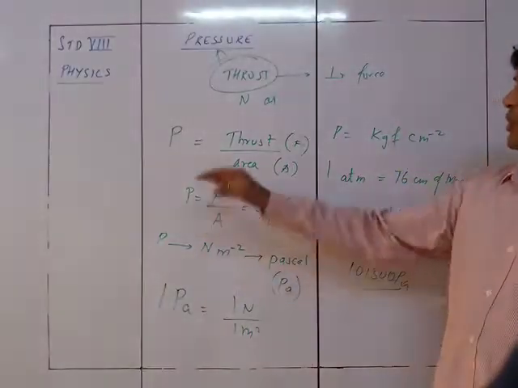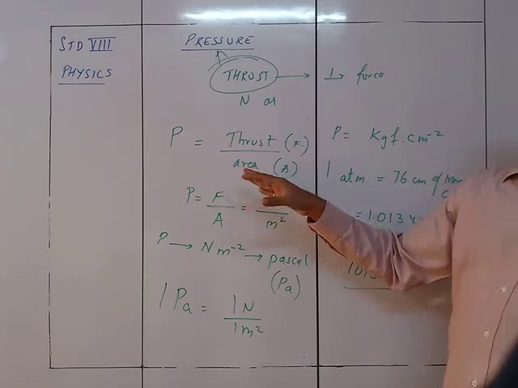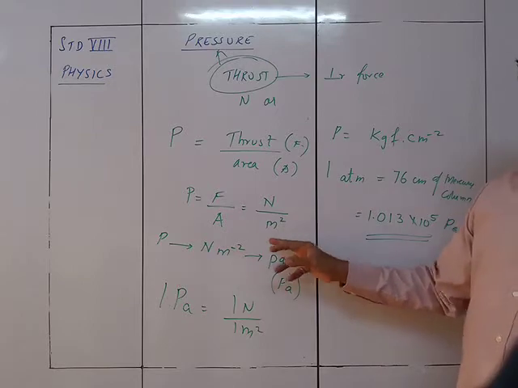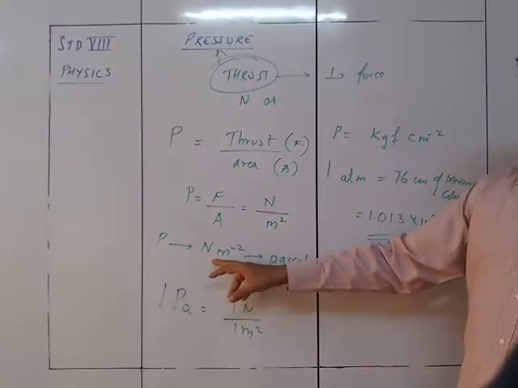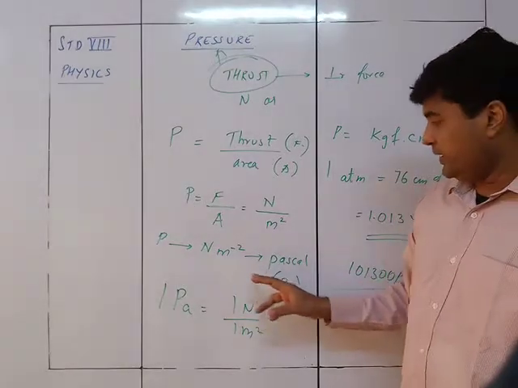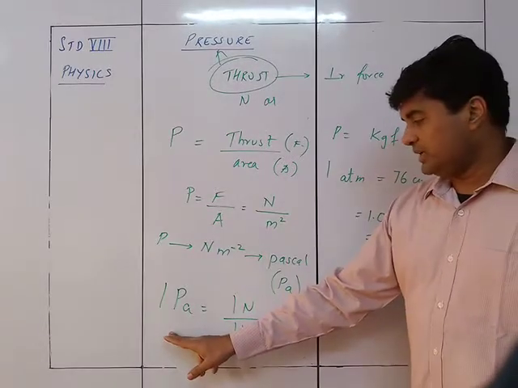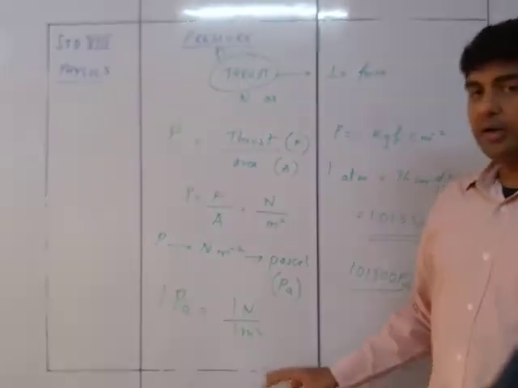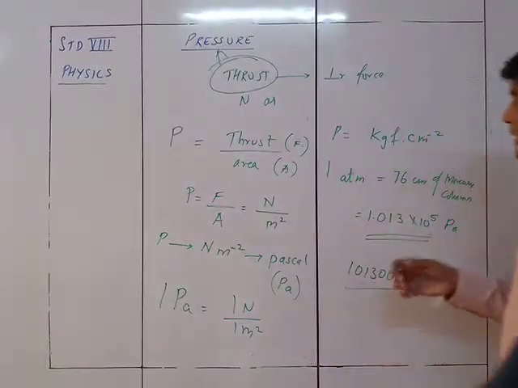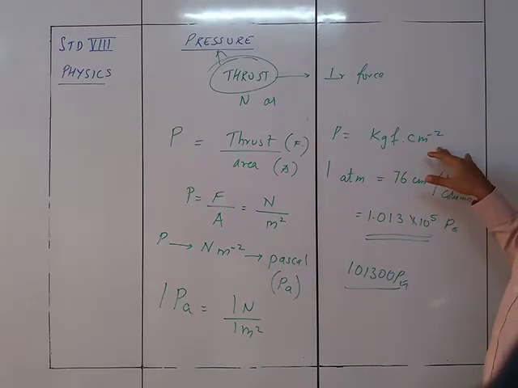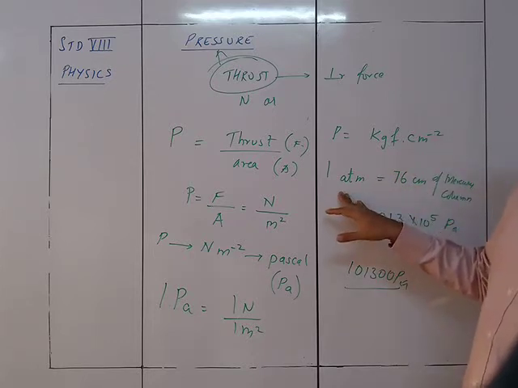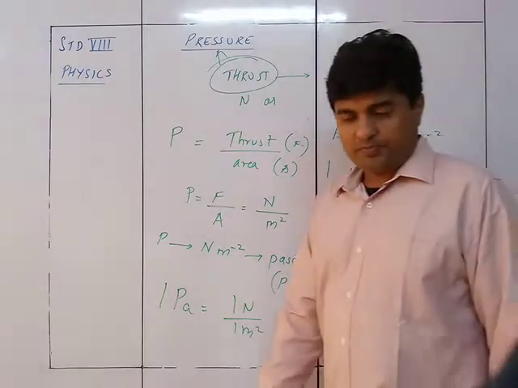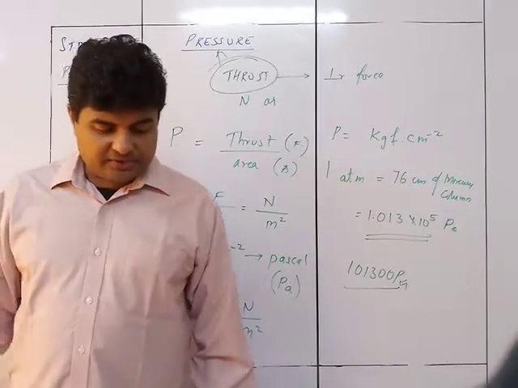So we saw over here, pressure is thrust upon area. Thrust is nothing but force, so pressure is F upon A. F is in Newton, area is in meter square, so pressure is Newton per meter square, that is Pascal. We define 1 Pascal as the pressure exerted by a force of 1 Newton or thrust of 1 Newton on a surface area of 1 meter square. If it is in kgf, then it is kgf per centimeter square, or atmospheric pressure is 76 centimeters of mercury column, which is 1.013 into 10 to 5 Pascal. So these are the units and the difference of the Pascal.